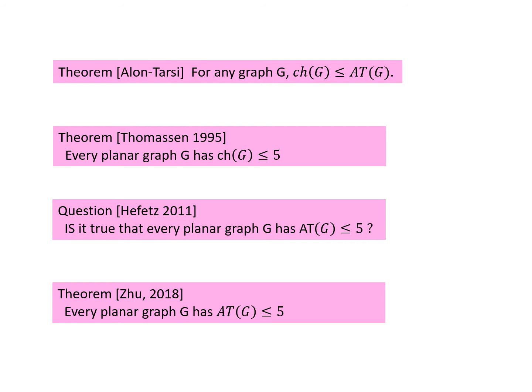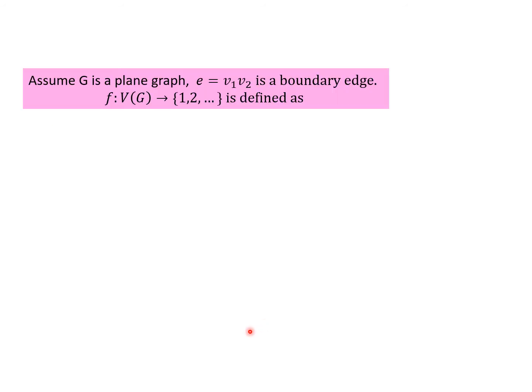I'm going to show you today that every planar graph has Alon Tarsi number at most 5. Okay, let's first prove this theorem. And the proof is very similar to the proof of the 5-choosability theorem by Thomassen, using induction. And we have to find the correct statement to be proved by induction.